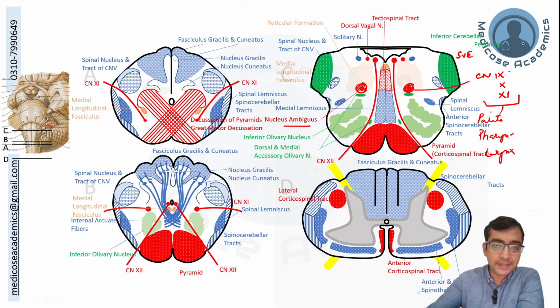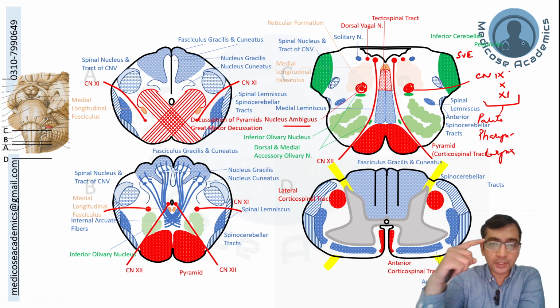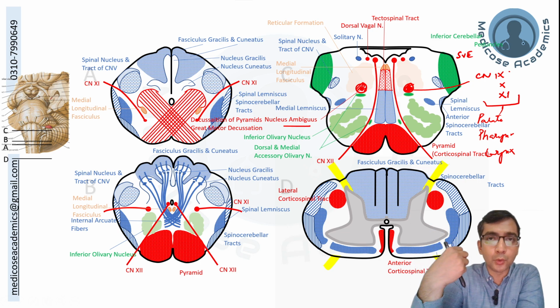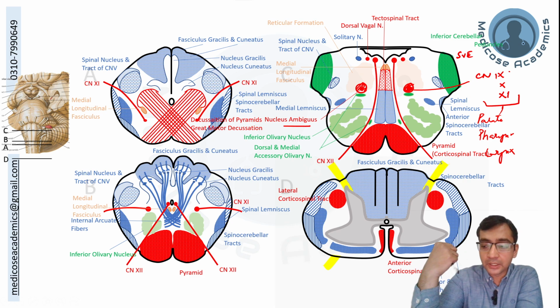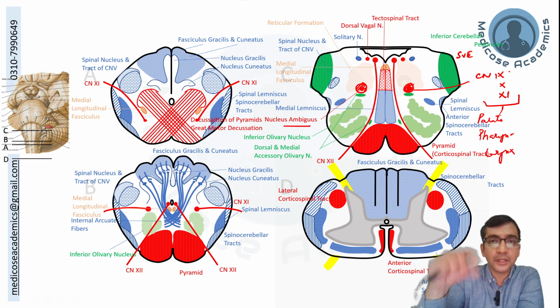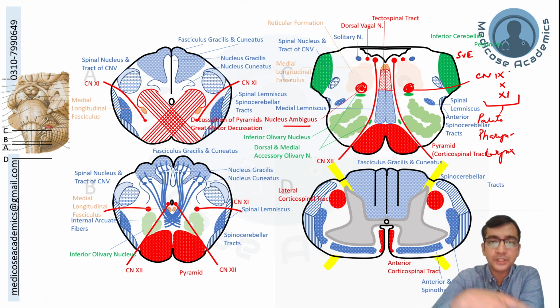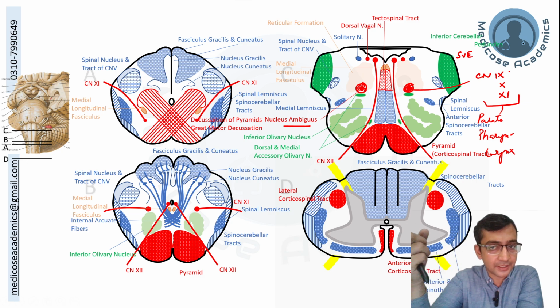Palate, pharynx, larynx. If the palate does not work and you drink water, the fluid will go into your nose. This is called nasal regurgitation. If the pharynx does not work, you cannot swallow. You will have difficulty in swallowing. That is called dysphagia. If the larynx is not working, then you cannot produce sound very prominently. You cannot speak. Dysphonia and dysarthria respectively.